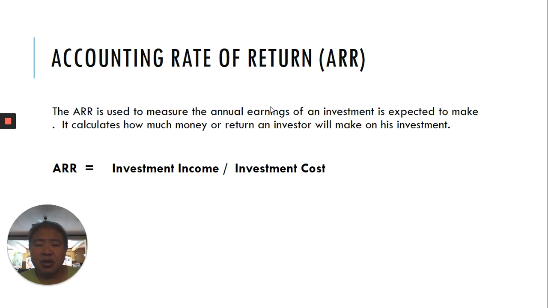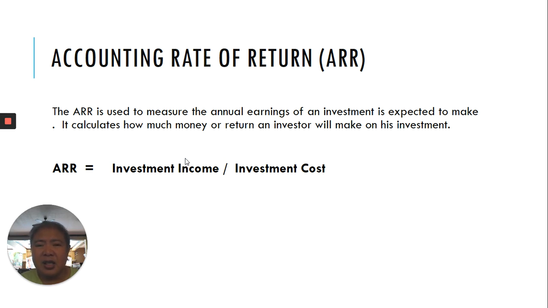Now, accounting rate of return, on the other hand, is the second tool for Group 1. The accounting rate of return is used to measure the annual earnings, the book earnings, that the investment is expected to make. It calculates how much return an investor will make on his investment. Essentially, it is the accounting rate of return or book return, because it is based on the net income of the project. The formula is investment income divided by investment cost.